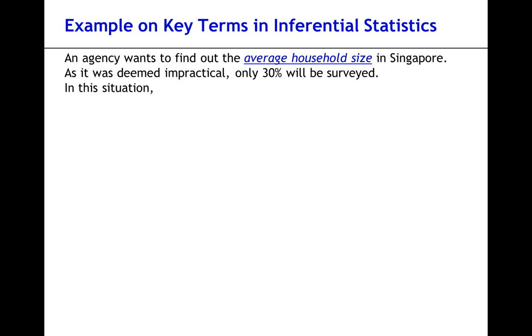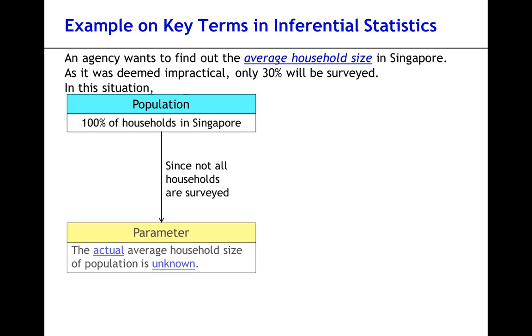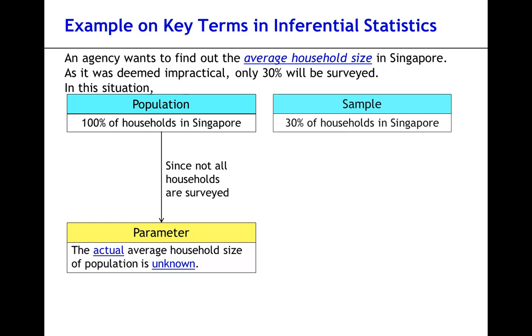As a summary, let's bring all the key terms together using this example. An agency wants to find out the average household size in Singapore. As it was deemed impractical, only 30% will be surveyed. In this situation, 100% of the household is the entire population. Since not all households are surveyed, the actual population parameter, which we are really interested in, will remain an unknown. On the other hand, the 30% of households that are surveyed is the sample.